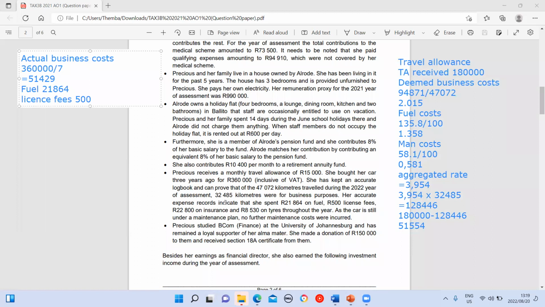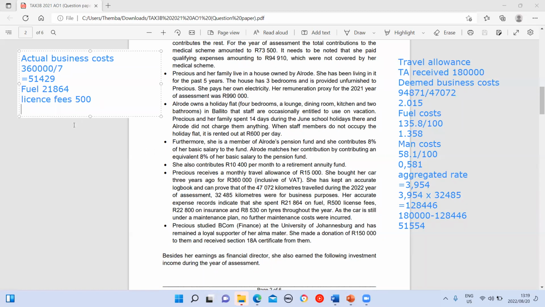accurate expense records. If they don't, you don't include them in this calculation, because there's no way that SARS can verify that these costs were actually incurred. That's the reason why. Then after, remember that we still haven't included anything in taxable income. These are just calculations on the side.